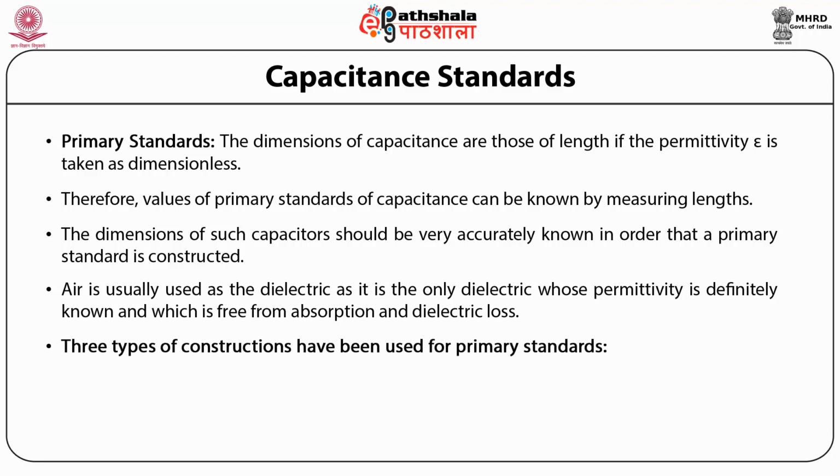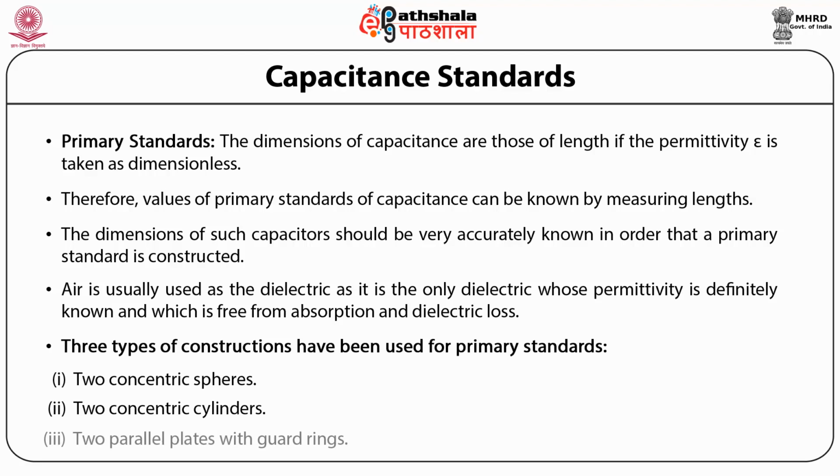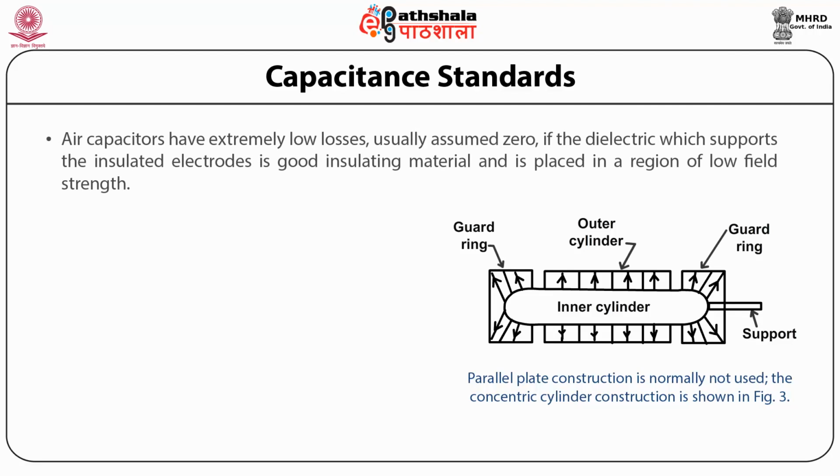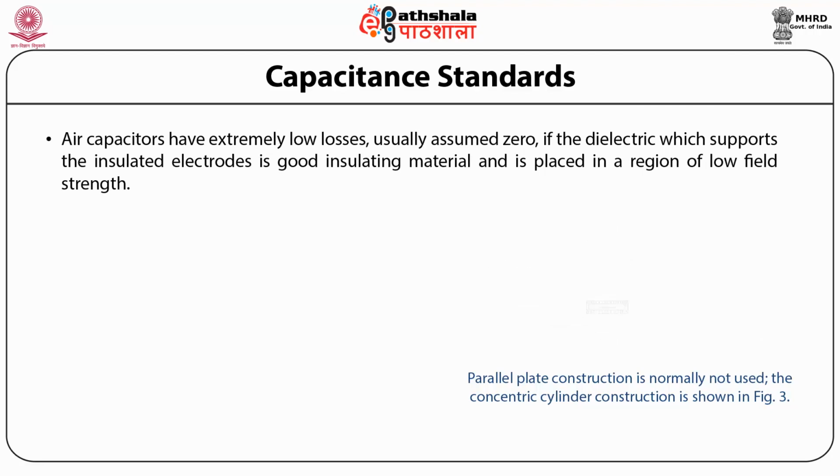Three types of constructions have been used for primary standards. First, two concentric spheres. Second, two concentric cylinders. Third, two parallel plates with guard rings. Parallel plate construction is normally not used. The concentric cylinder construction is shown in figure 3. Air capacitors have extremely low losses, usually assumed to be zero.